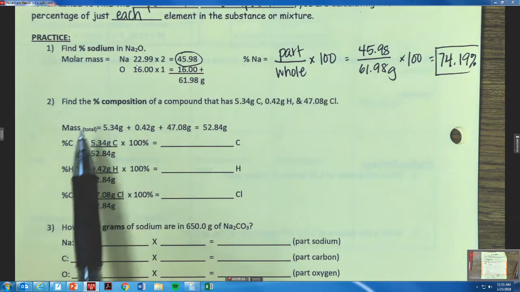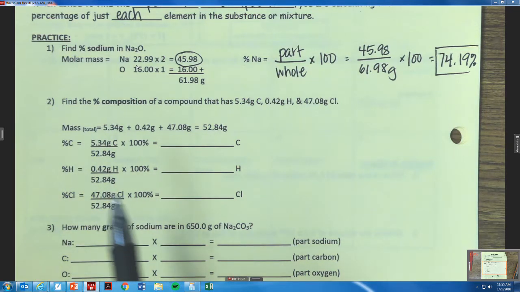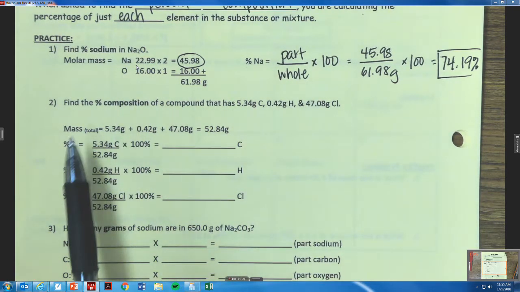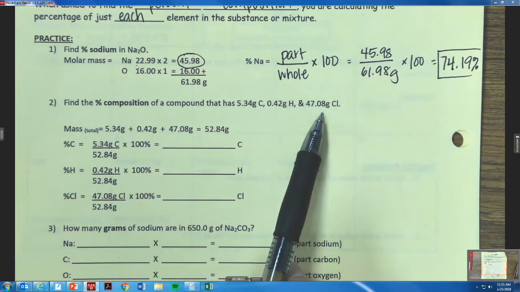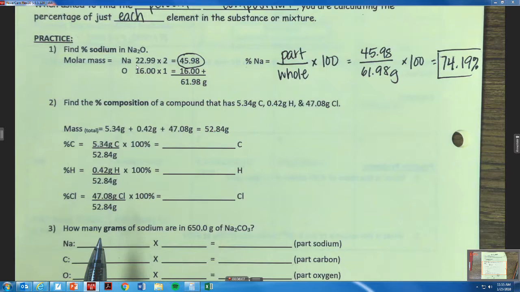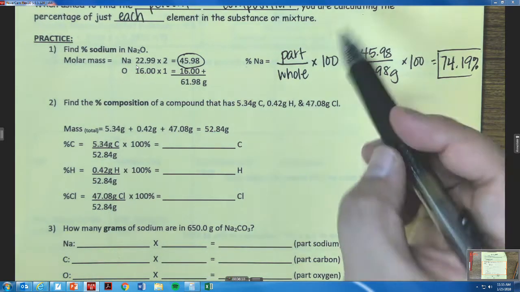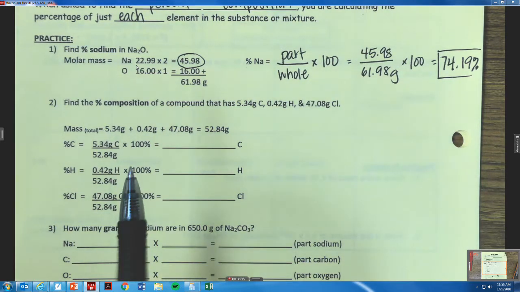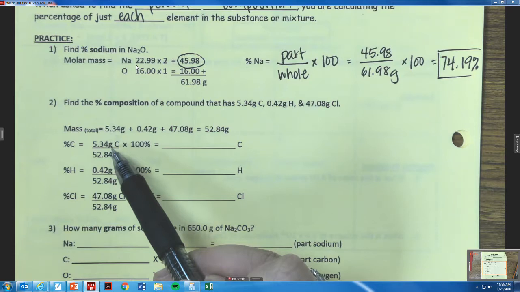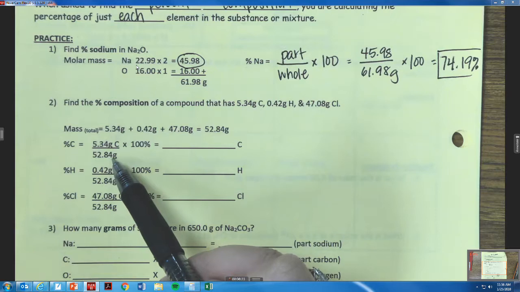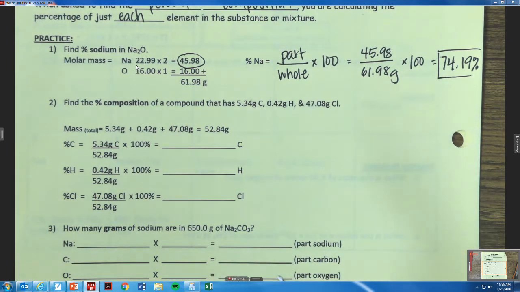Since it didn't ask us for a specific element to look for, like in number 1 where it asked us to look for sodium, that means we're going to have to figure out each and every single element. Remember that our general formula is this right here: part divided by whole times 100. So that's what they did. Carbon is 5.34 grams over 52.84, then times 100, because again, you are trying to find a percentage.